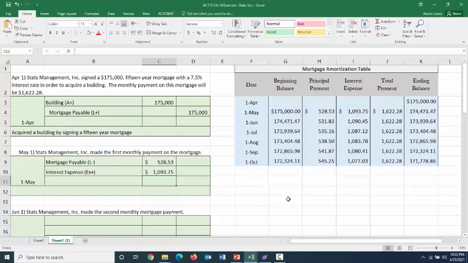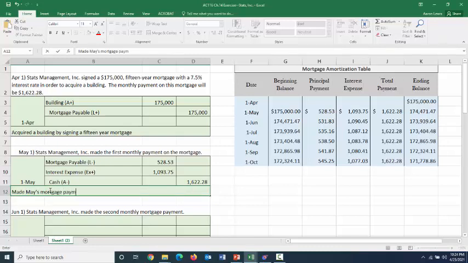$1,093.75. And in total, if we sum those two numbers up, we're going to come up with a total of $1,622.28, which just so happens to be our total payment. Since it's our total payment, that is going to be the amount of cash which we are transferring to the company that we signed this mortgage through for the period. And that is the journal entry for Stats Management to record their monthly payment for the first month of the year. And here, what happened is we made May's mortgage payment.